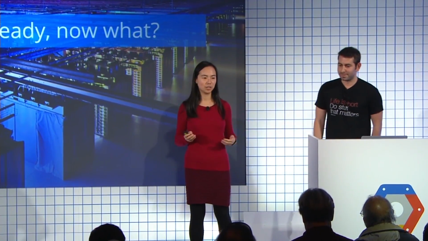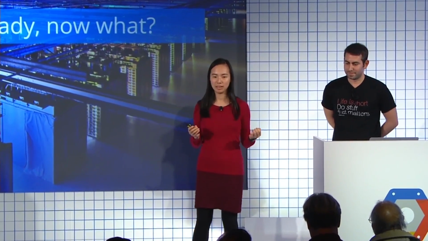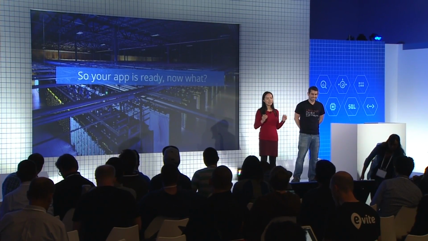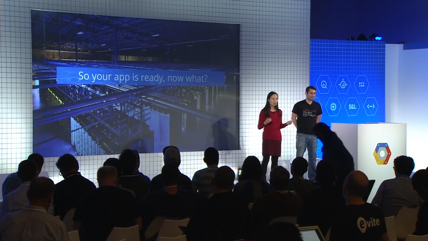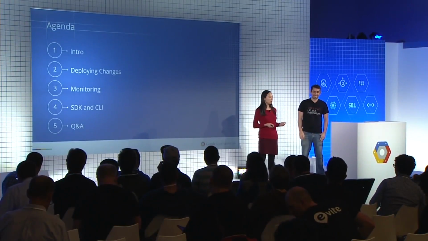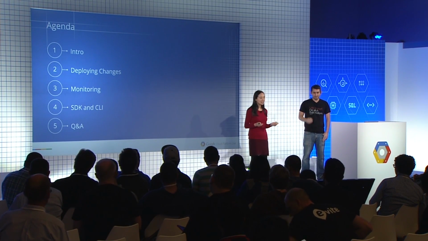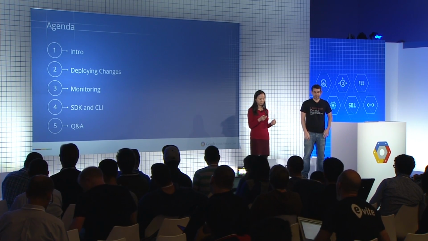So in the last couple of sessions, you have heard about how to design and build an application. The app is built. It's ready to go. And now what? That's the topic we're going to cover in the next hour, how to deploy and operate your application on Google Cloud. We're going to look at how to deploy changes, run operations, monitor the application, and leverage Google Cloud's SDK and CLI tools.